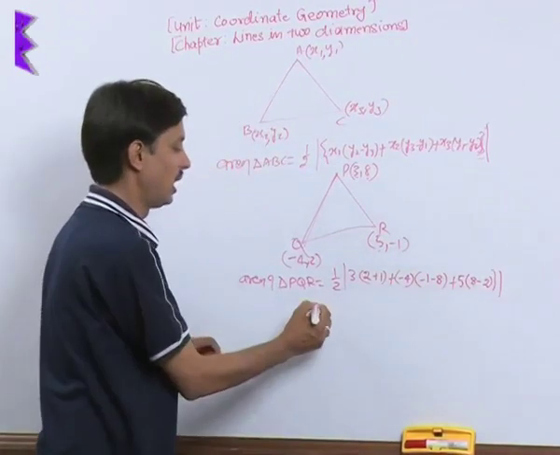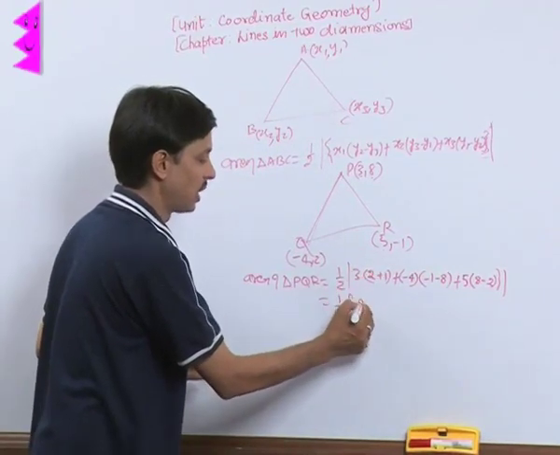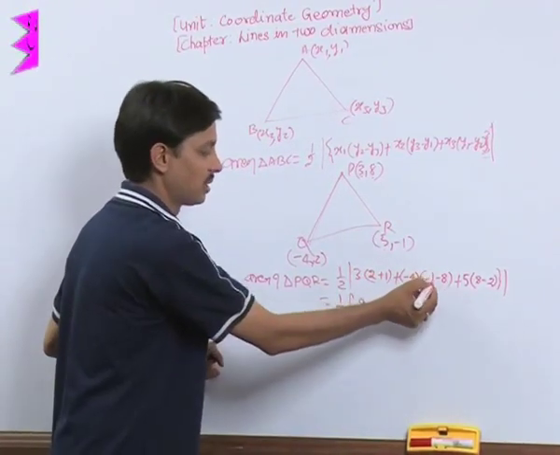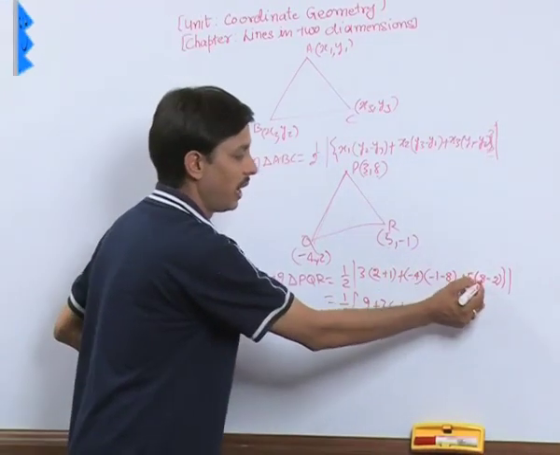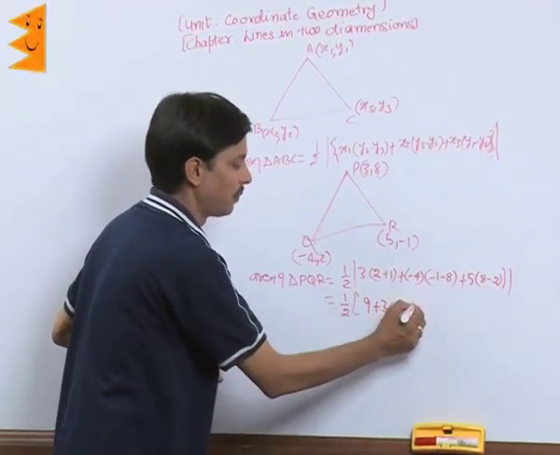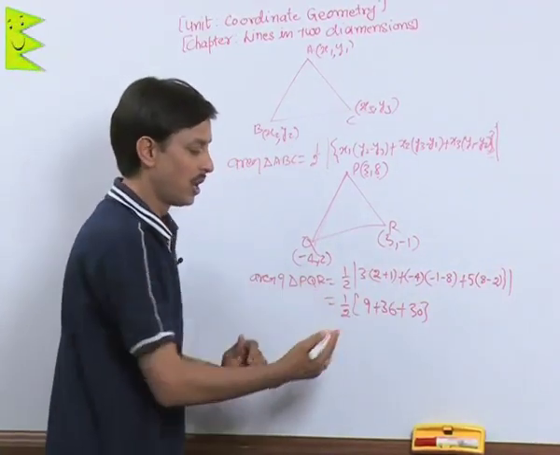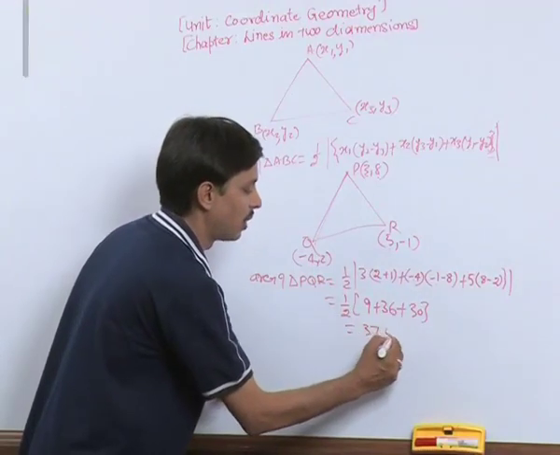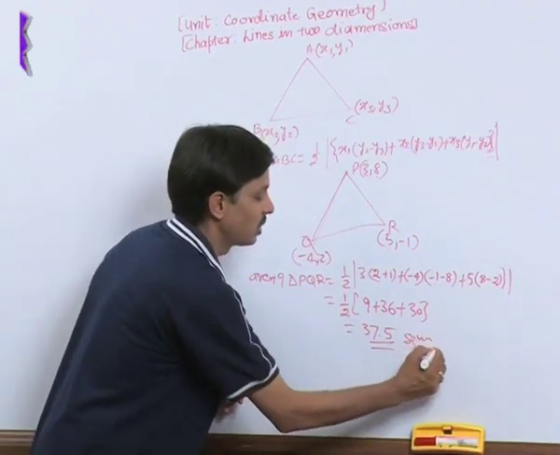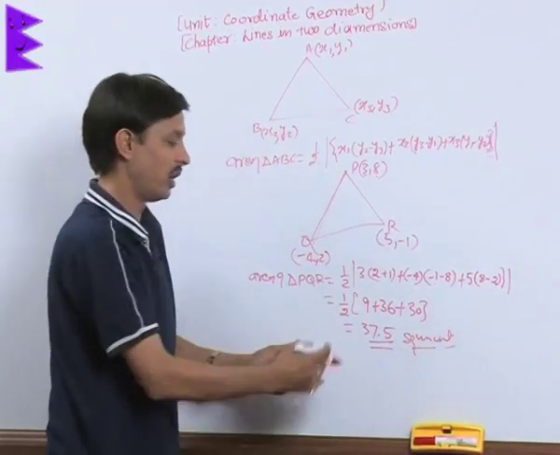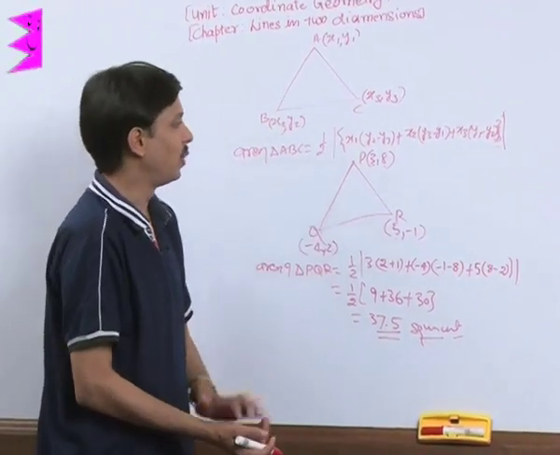Using this formula we can calculate: this is half of 2 plus 1, 3 threes are 9, minus 9 plus minus 4 into minus 9, that is plus 36, then 8 minus 2 is 6, 5 sixes are 30. So the answer will come out after addition, and this is 37.5 square units. If we simplify, we will get 75 upon 2, that is 37.5 square units.